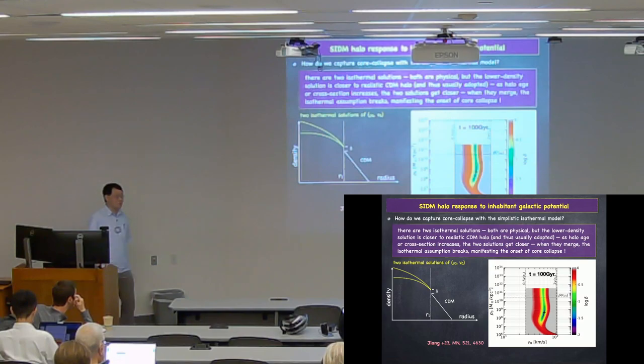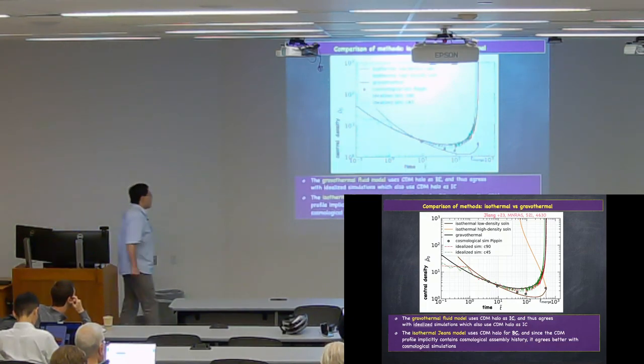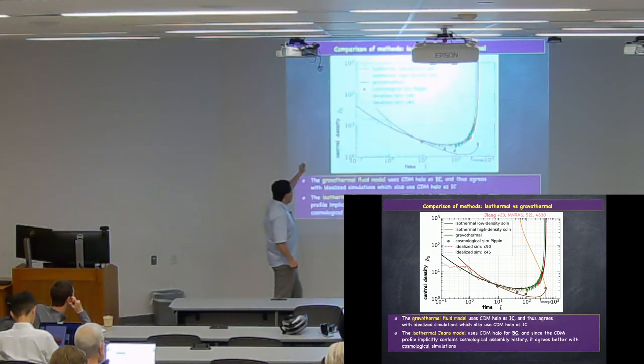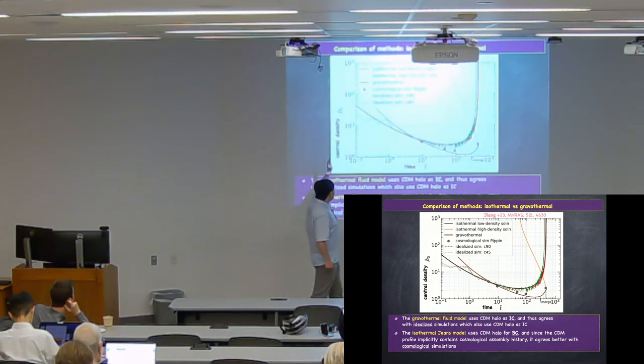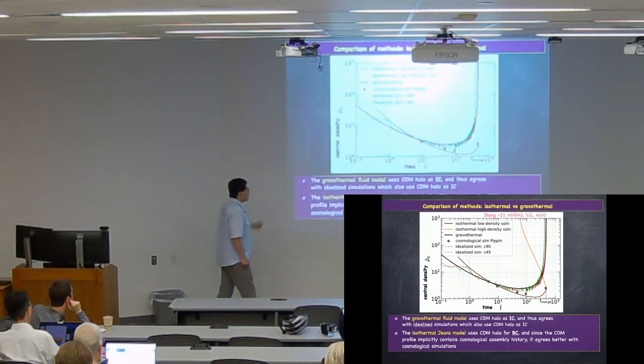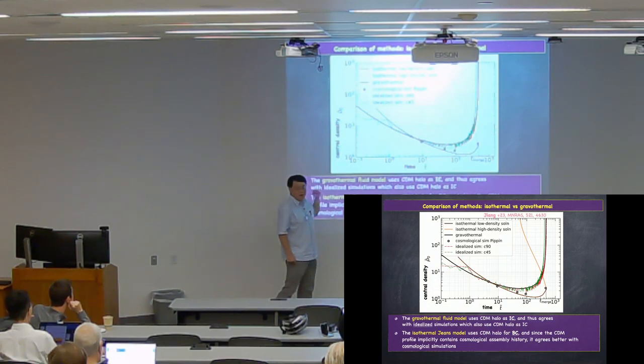That's how we approach gravithermal core collapse using the simple isothermal Jeans model. All right, we can compare these two methods. The brown and orange lines represent the low-density and high-density isothermal Jeans model solutions, and the black line is the gravithermal fluid solution. And we compare them to cosmological SIDM simulations and the idealized SIDM simulations, respectively.